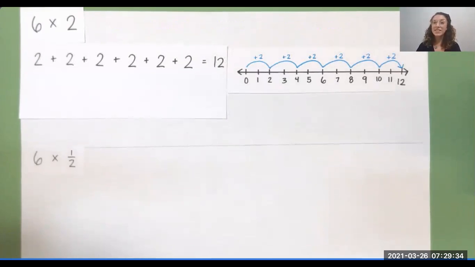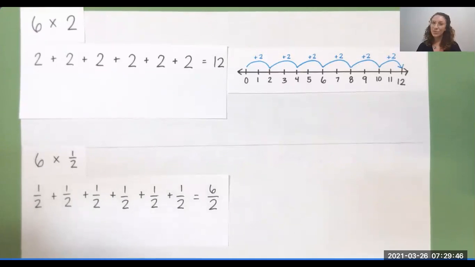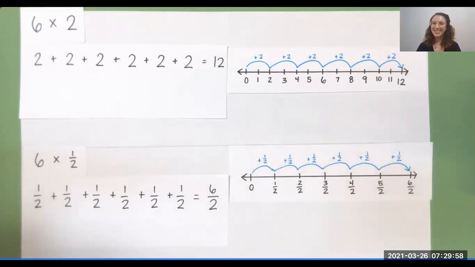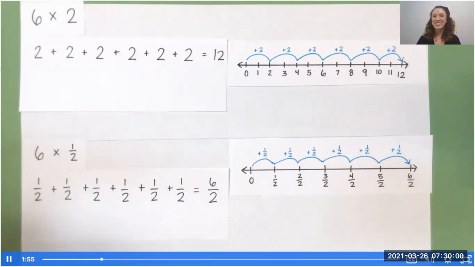Now, write 6 times 1/2 as an addition sentence showing 6 groups of 1/2. Ready? Here's mine. We're adding 1/2 6 times. Now draw a number line showing 6 groups of 1/2. Ready? Take a look at mine. That matches the number sentence too.